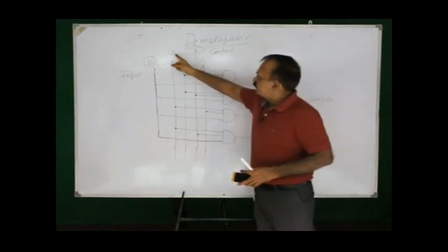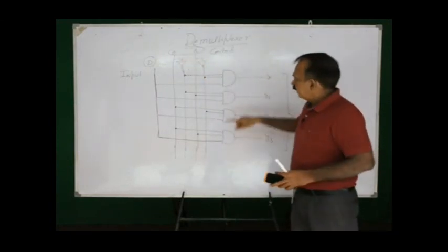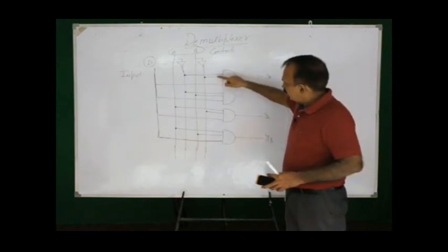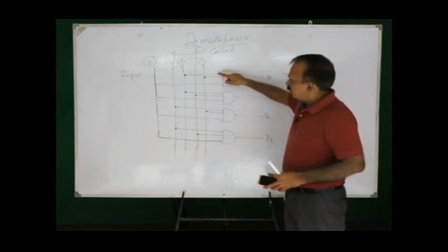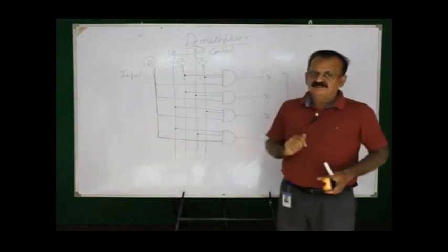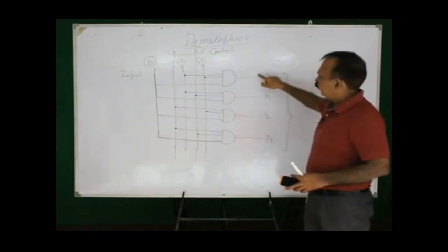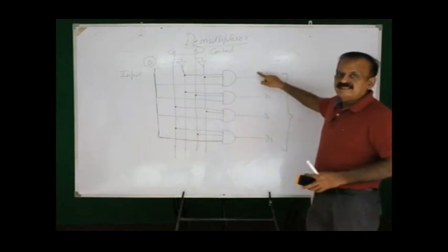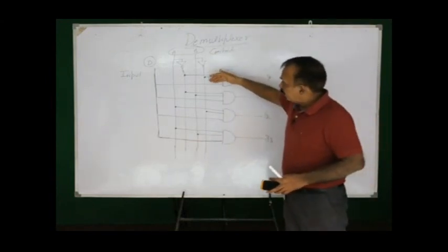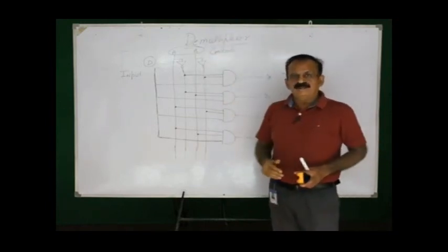Let A and B are 0 0. If A and B are 0 0, these inputs will be A bar, that is 1, B bar, that is 1, and the third one is equal to D. Now A bar, B bar and D, I hope this value will be equal to D, because output will be equal to input when all other inputs are 1.